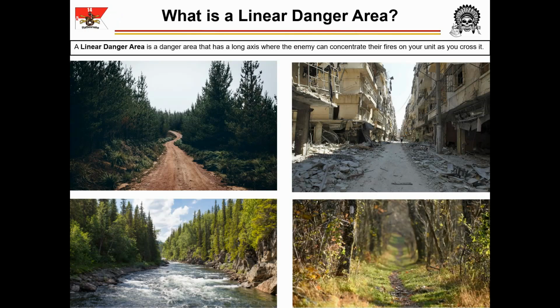Consequently, a linear danger area is a danger area that has a long axis where the enemy can concentrate their fires on your unit as you cross it. Examples of LDAs are roads, trails, rivers, or any type of natural or man-made feature where your unit may be observed crossing. Think of an LDA as a fatal funnel.